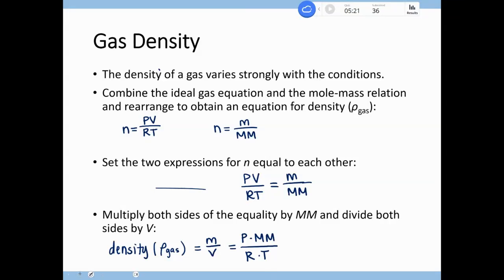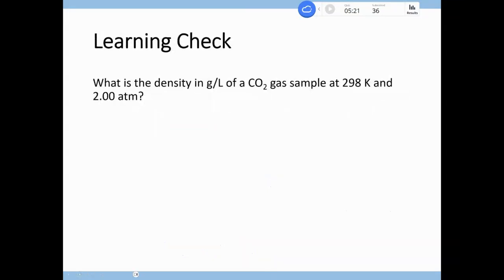So the next learning check, we're calculating the density of a gas in units of grams per liter. We know what gas it is. We have temperature, we have pressure. This is a question that we'll do on Wednesday. We'll end here. You're welcome. But you could try it before class on Wednesday.